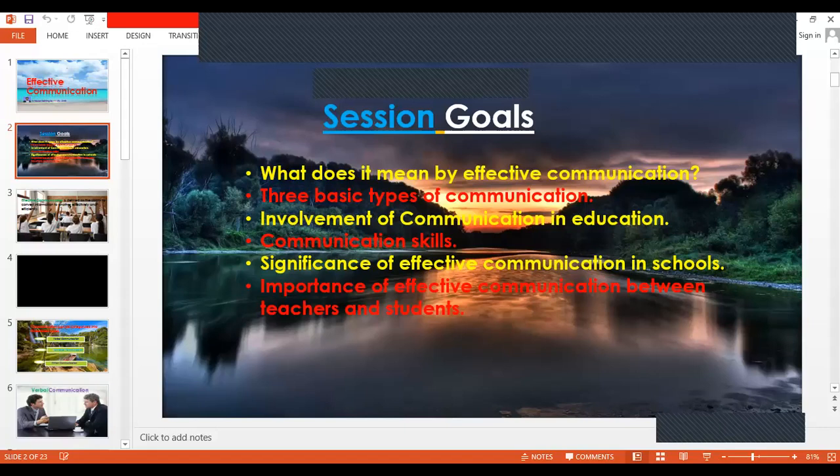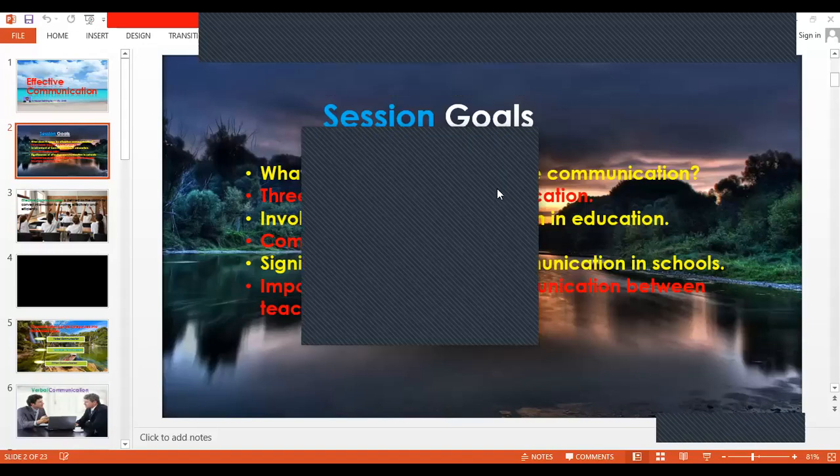Our third goal is the involvement of communication in education. Yes, this is the main point of this session. As we all are teachers and educators, we have to know the involvement of communication in education. Without communicating with the students, we cannot share our information and knowledge with them. So we have to understand the exact involvement of communication in education and how we can make it effective.